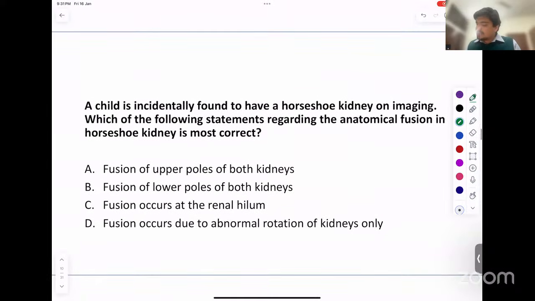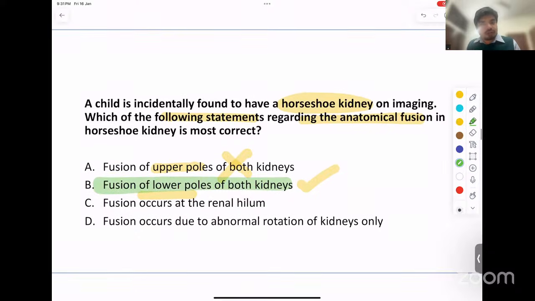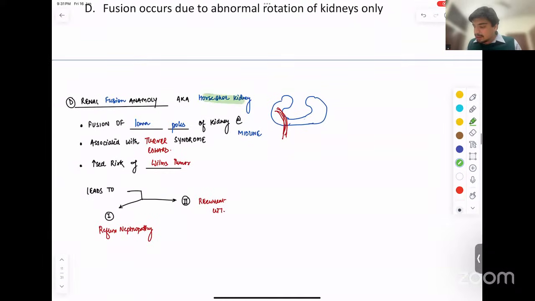Next, a child is incidentally found to have horseshoe kidney on imaging. Which of the following statements is correct regarding the anatomical fusion? Fusion of upper poles of kidney? No. Fusion of lower poles of kidney? Yes. The answer is going to be option B. So what is horseshoe kidney? Horseshoe kidney is nothing but a renal fusion anomaly, where there is a fusion of the lower pole of kidney.